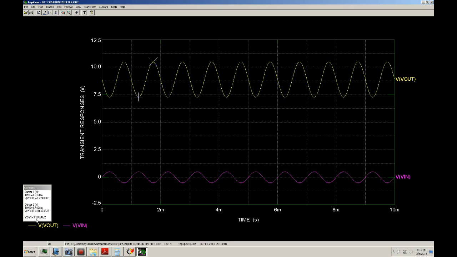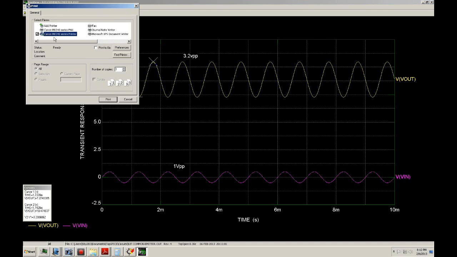Very close. Okay. So there's your data. Print it out. And this one doesn't label, so you have to put the stuff. So 3.2 peak to peak. This is 1 volt peak to peak. Okay, so here's your data.